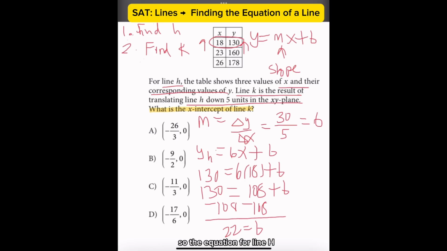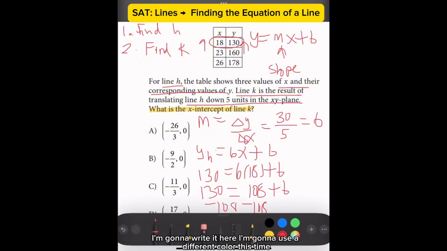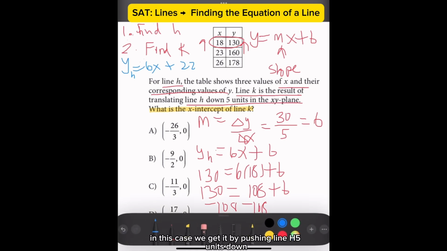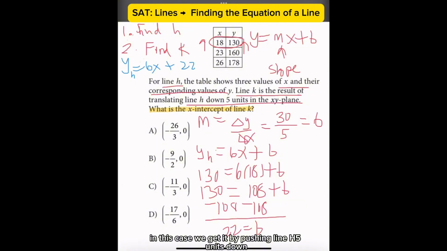So the equation for line H, I'm going to write it here. I'm going to use a different color this time. Our equation for line H will be y equals 6x plus 22. But we're not done yet. So now we need to find the line of K. In this case, we get it by pushing line H 5 units down.